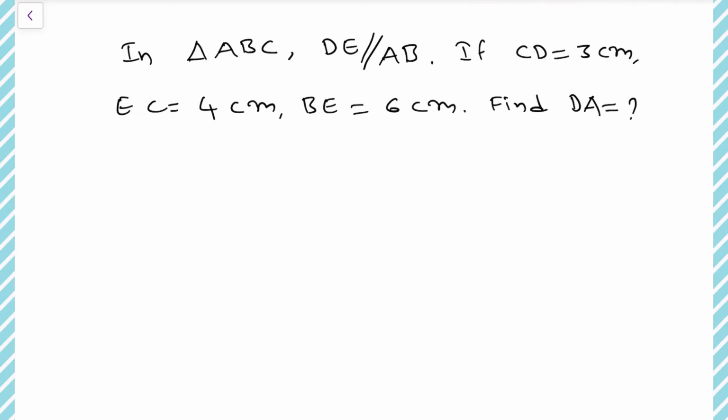In triangle ABC, DE is parallel to AB. So let us take one triangle ABC.